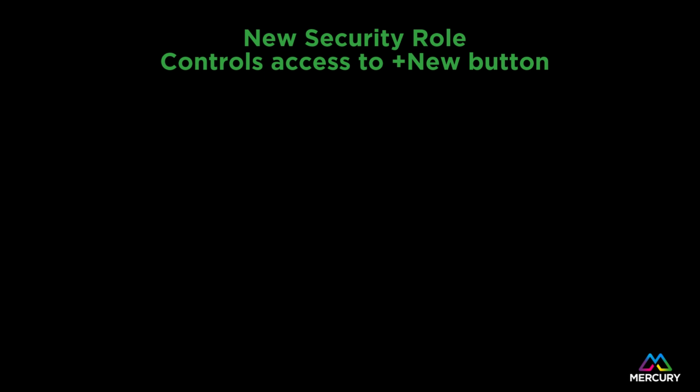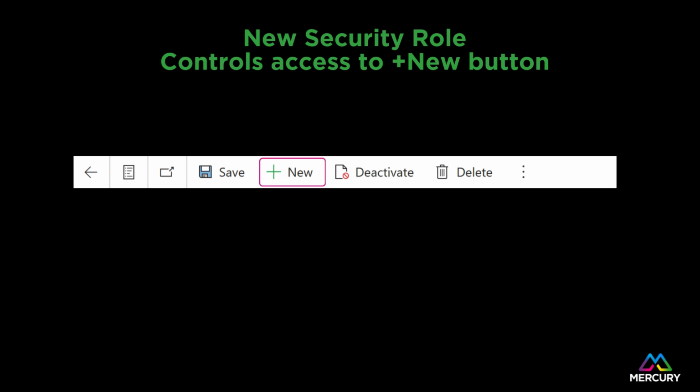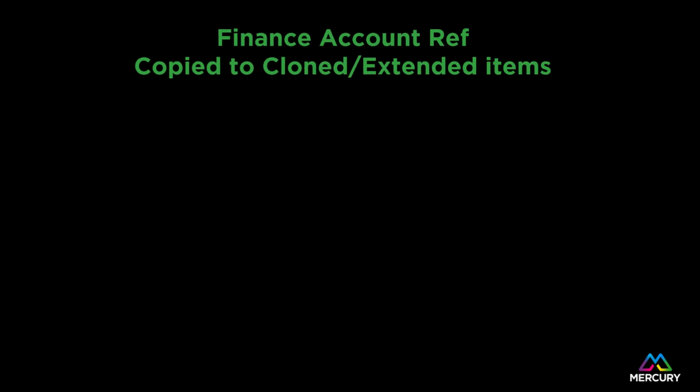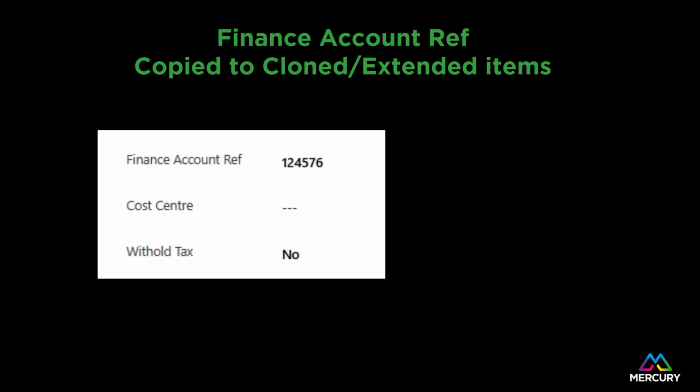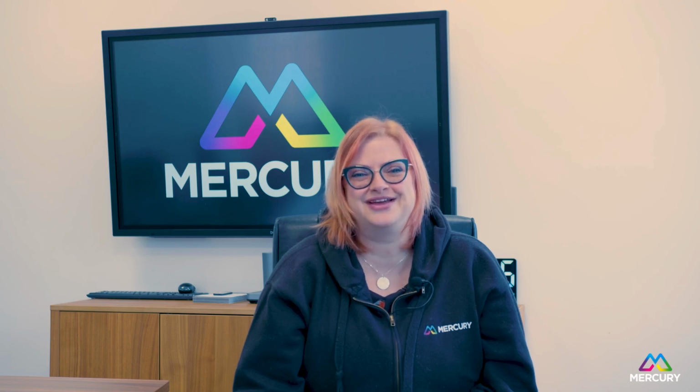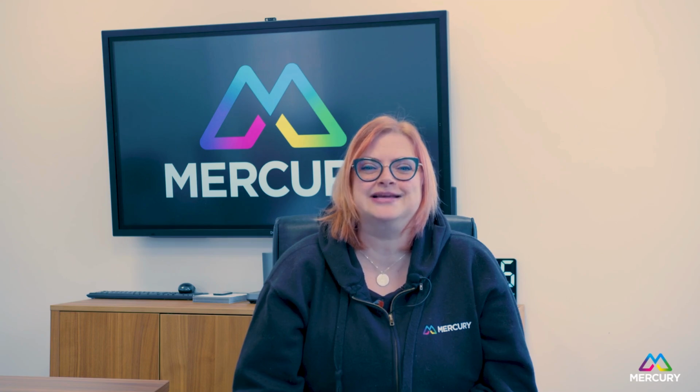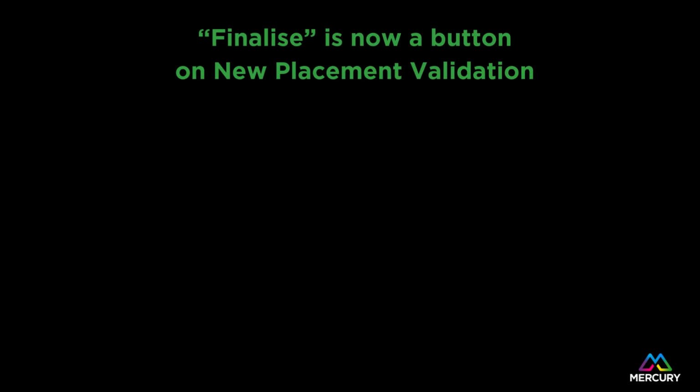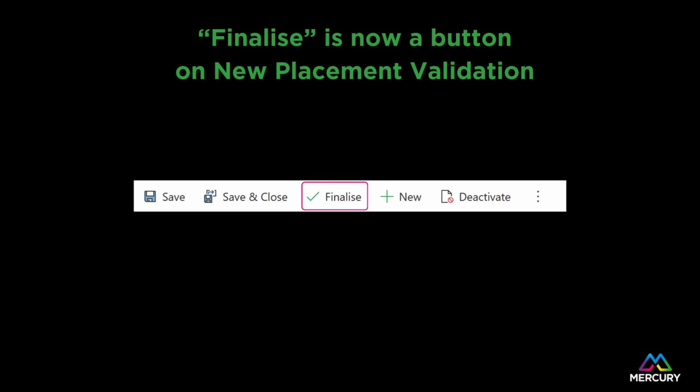We've added a new security role to give you better control over who is able to use the plus new button. And the finance account reference field will now copy the value to a cloned or extended placement unless excluded from clone extend configurations. In the release notes, there's more information on how to exclude fields, so head over to the knowledge base and check those out. Lastly, the finalise option is now a ribbon button instead of a toggle.